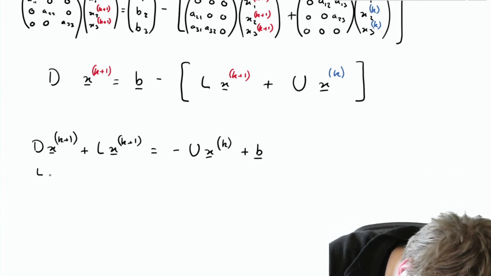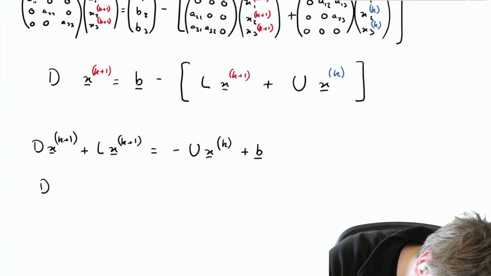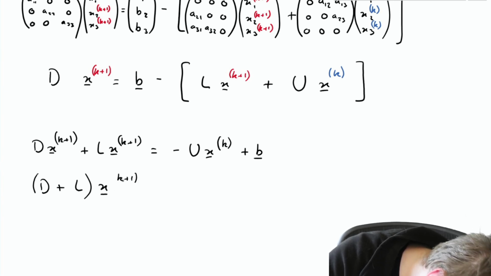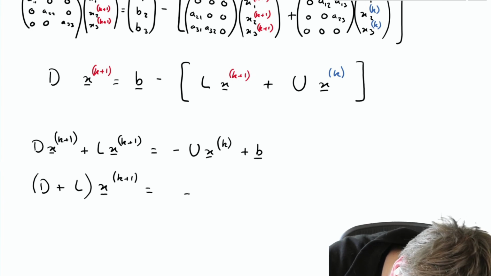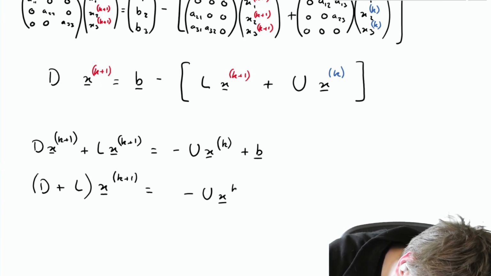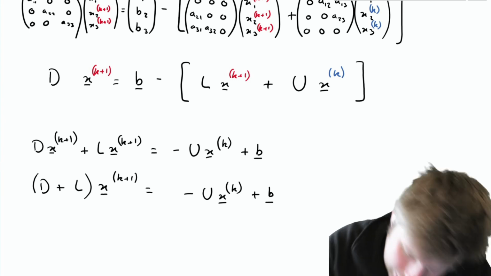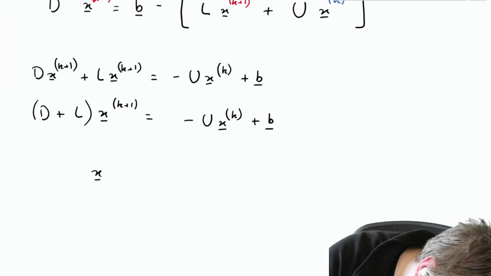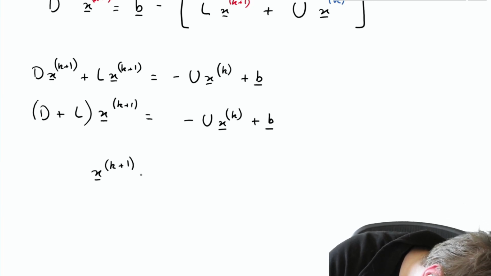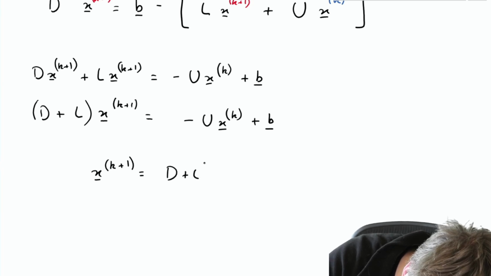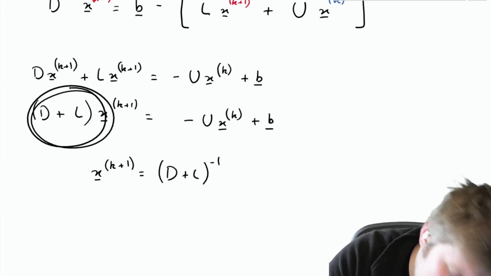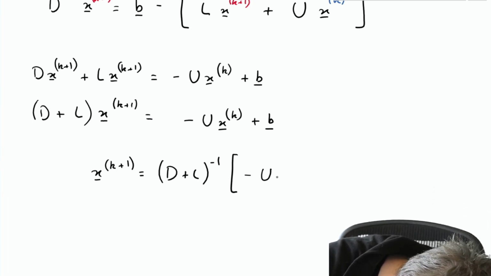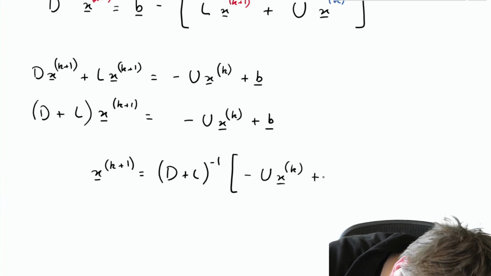Now again, I can factorise this left-hand side to say it's D plus L, so the matrix D plus the matrix L, times my x values at the k+1th step, should be equal to negative U times the x values at the kth step, plus B. So clearly if I multiply both sides by D plus L inverse, I end up with this. The x values at the k+1th step should be equal to D plus L inverse, which is how I've managed to get rid of that D plus L on the left-hand side, times negative U times my x values at the kth step, plus B.